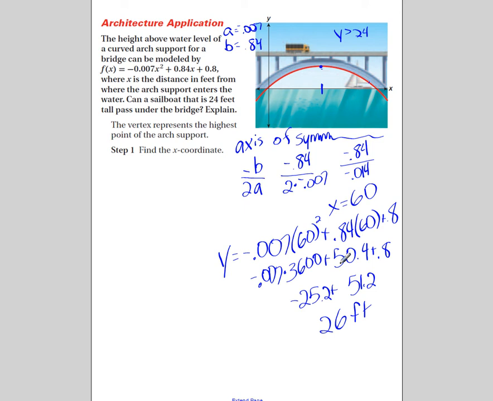The boat is 24 feet. The bridge, 26 feet, which means 2-foot waves don't usually go underneath bridges. Yeah. All right, so there you go.